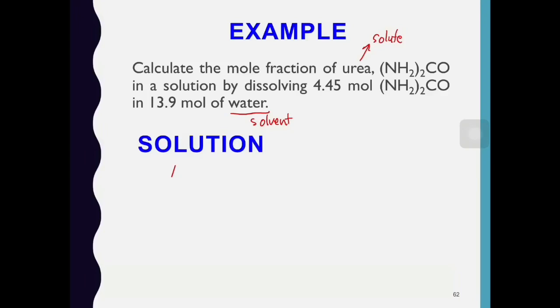In this case, A is referring to urea. To find the mole fraction, XA equals NA over N total. The number of mole for urea in this question is 4.45 mole, divided by the mole total. The mole total is the number of mole of urea plus the number of mole of water. So the answer here is 0.243.